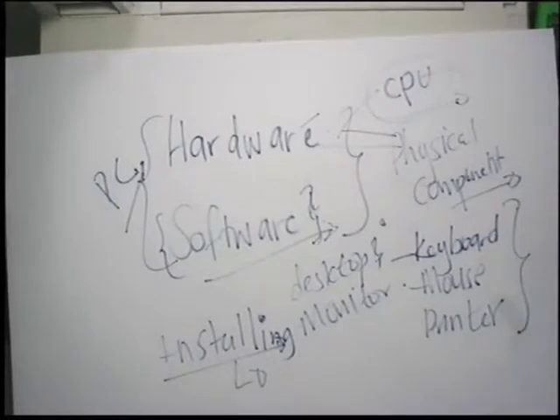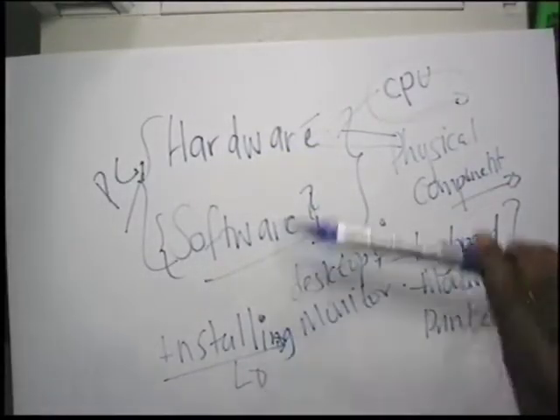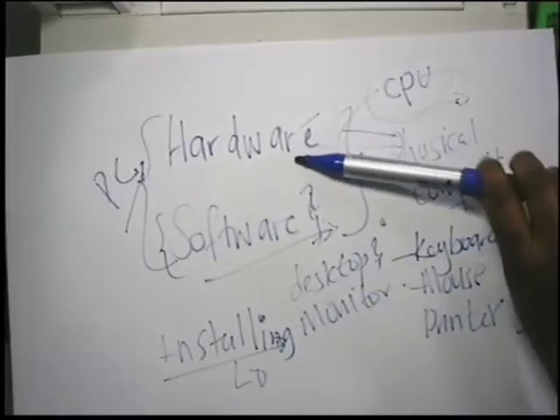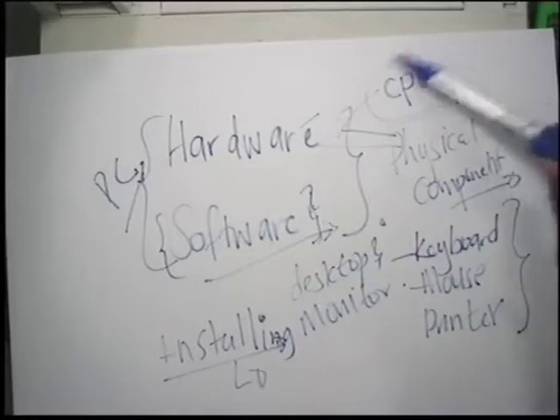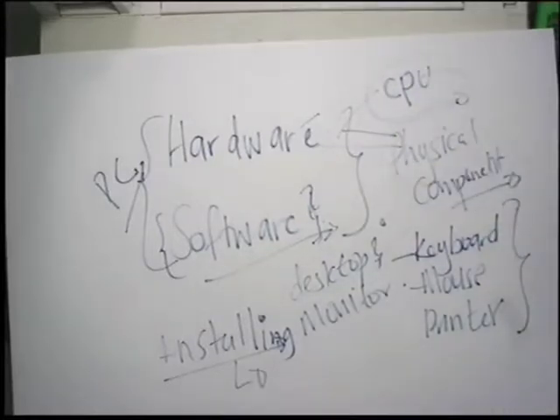Okay, let's move forward. So now we have discussed hardware, software, and what a computer is. A computer is made up of hardware and software, and the process of installing software inside the computers. And the hardware is made up of a CPU, a central processing unit, which acts like the brain of the computer.